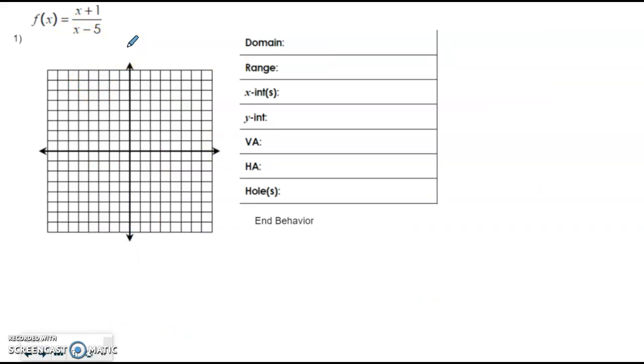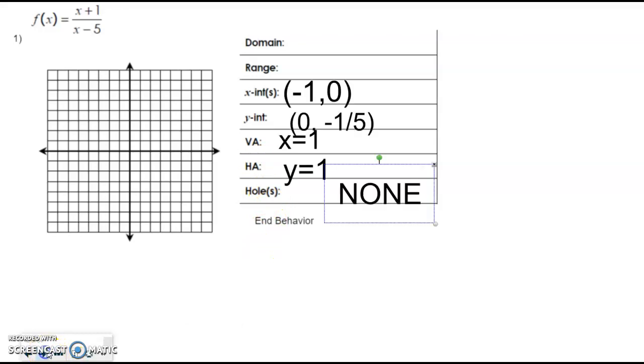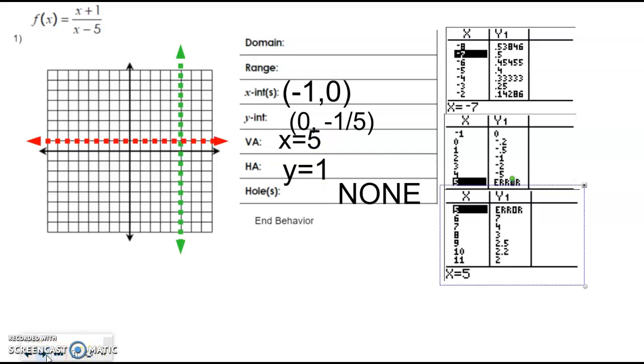Now, we've done number 1 a couple times. We found x-intercepts, y-intercepts, vertical asymptotes, horizontal asymptotes, and if there were any holes. This is what we found so far: the intercept was at negative 1, 0. We got a point at 0, negative 1/5, or negative 0.2. It has a vertical asymptote at positive 5, and then it has a horizontal asymptote at 1. We've worked through that a couple times. Okay, so let's look at this example.